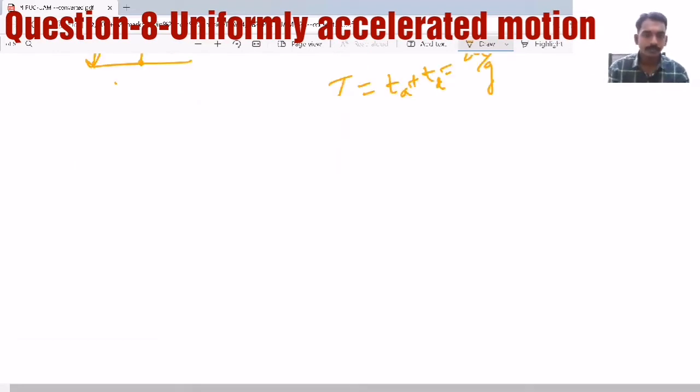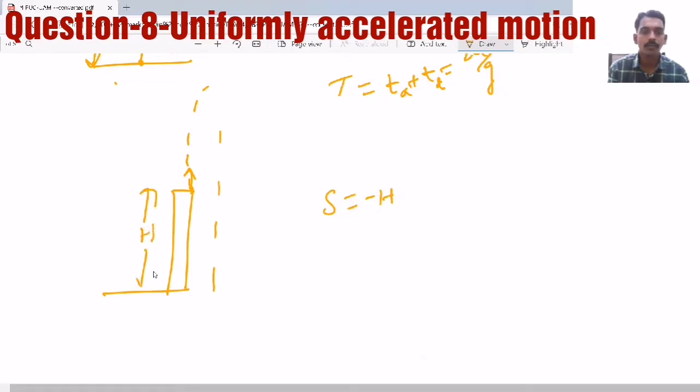Also, when this is the ground and this is a particular height, now they throw from here. So it will go up and come down like this. Then the displacement is minus h, where h is the height of the tower or point from which you are throwing it up. And acceleration is minus g.